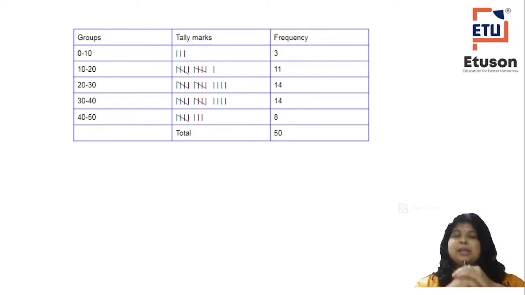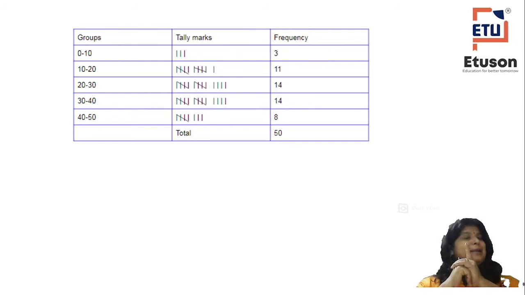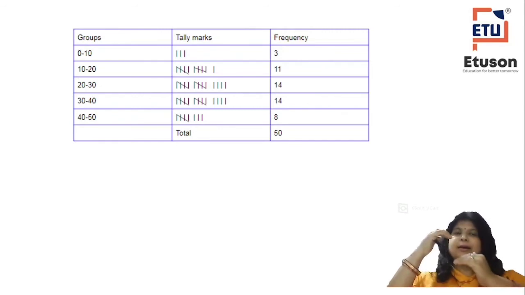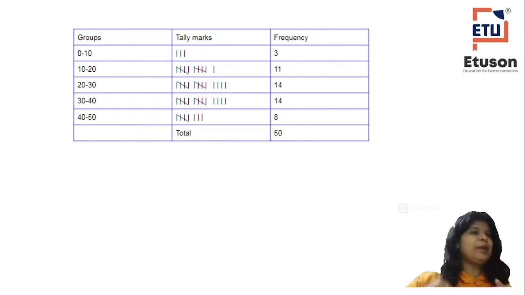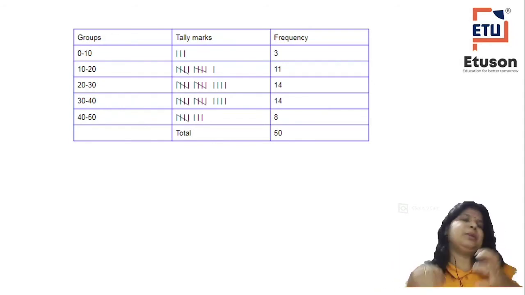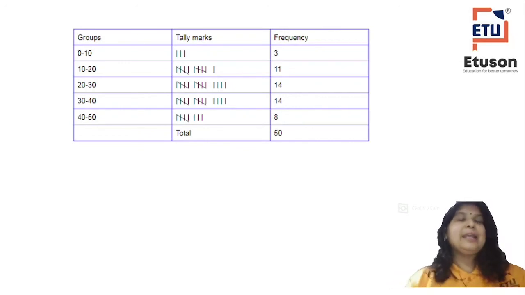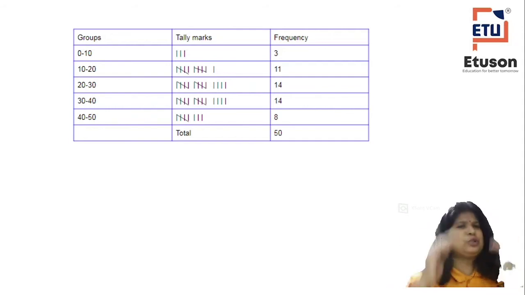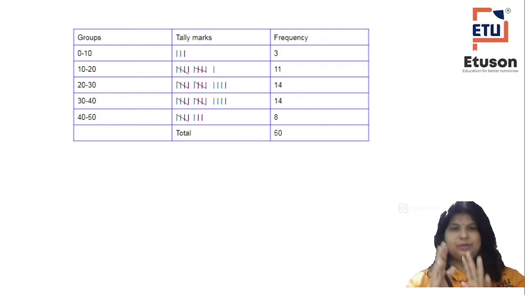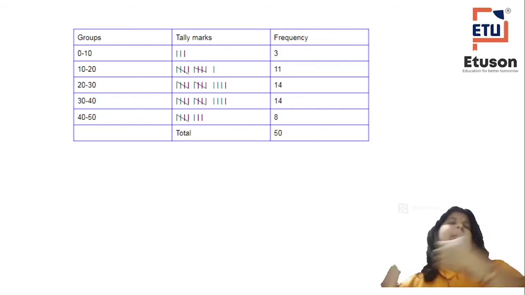In that case, if someone has scored 10, remember that we will consider that 10 in the group in which the lower limit of the class is 10. So if someone has scored 10, that 10 will be considered in 10 to 20, not in 0 to 10. This holds good for the entire category. Understood?